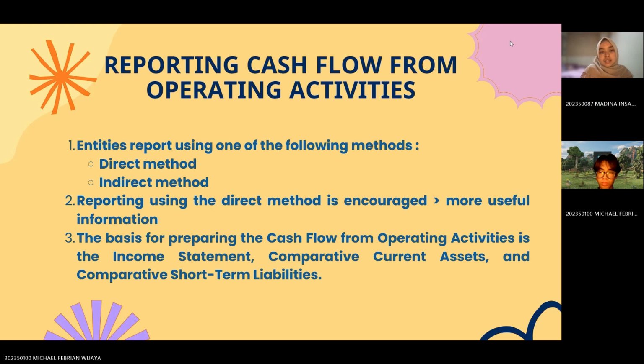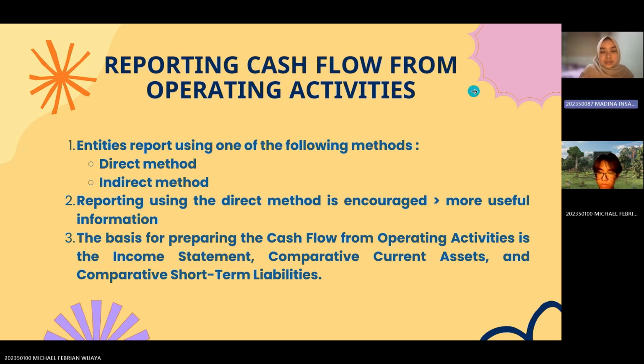Next, reporting cash flow from operating activities. The first one is entities report using the following methods: the direct method and the indirect method. Reporting using the direct method is accurate, gives more useful information, and this is better. And the last is the basis for preparing the cash flow from operating activities: the net income statement, comparative current assets, and the comparative short-term liabilities.